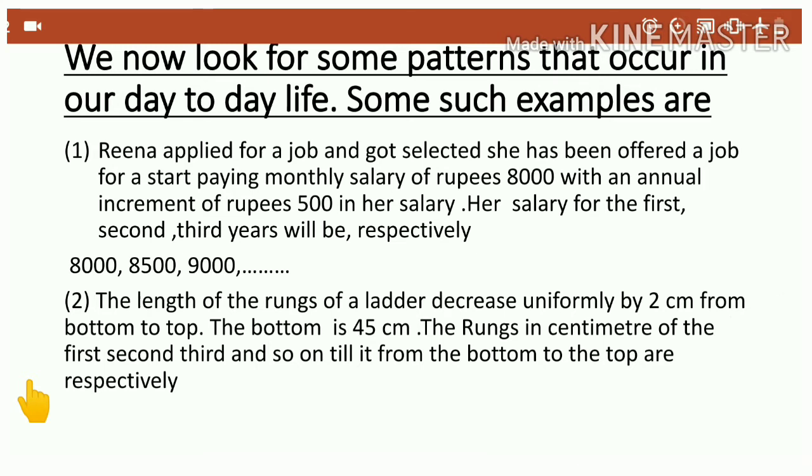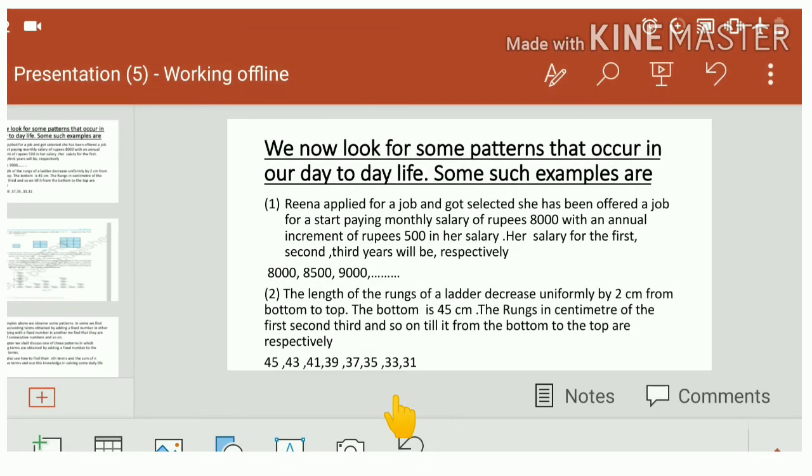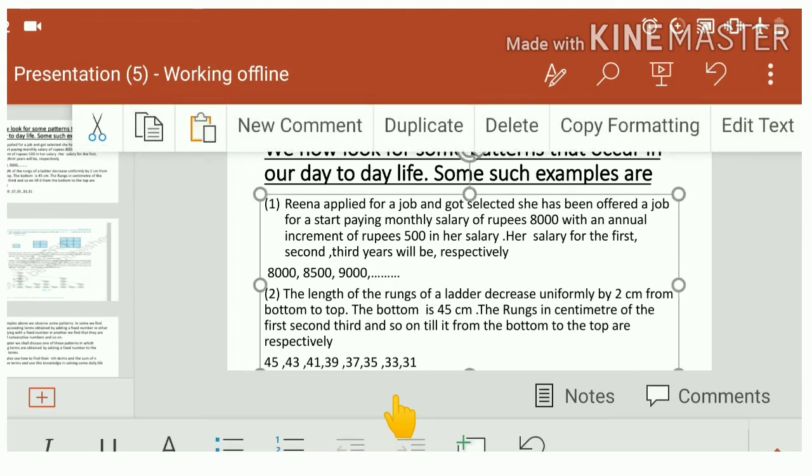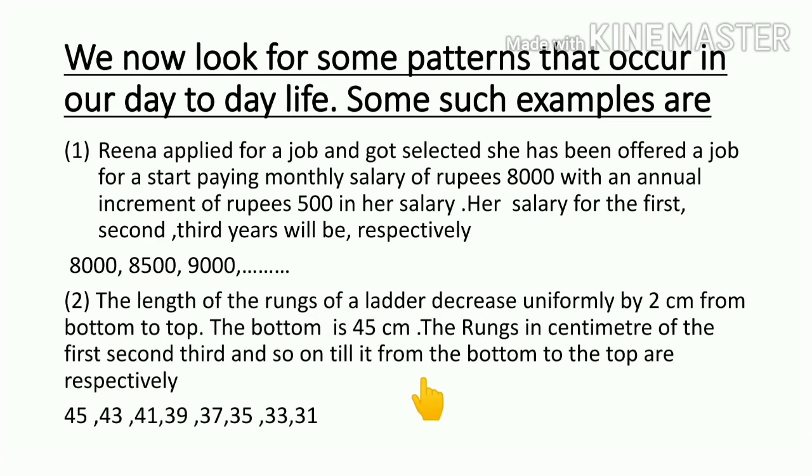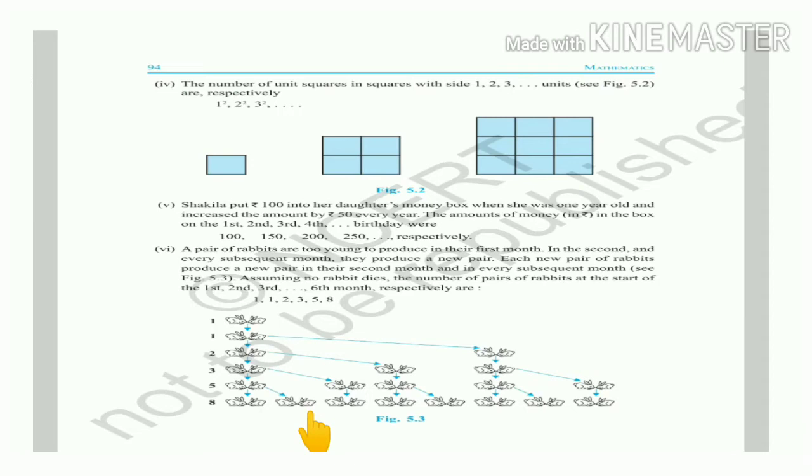So the lengths of the rungs in centimeters, of the first, second, third and so on from the bottom to the top, are respectively, what will it be? It will be 45, 43, 41, 39, 37, then minus 2, 35, minus 2, 33, minus 2, 31, topmost. Okay, a finite series.